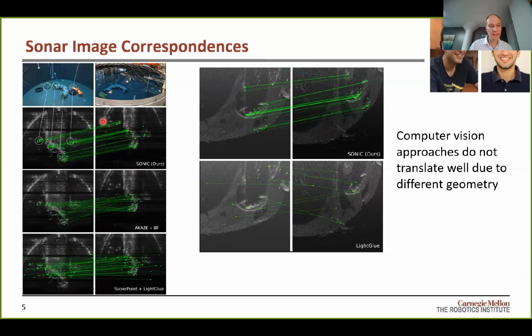And so our method here is specifically trained for the sonar geometry and takes into account that the viewpoints change. As the viewpoint changes, the geometry, the image changes in different ways than for cameras.